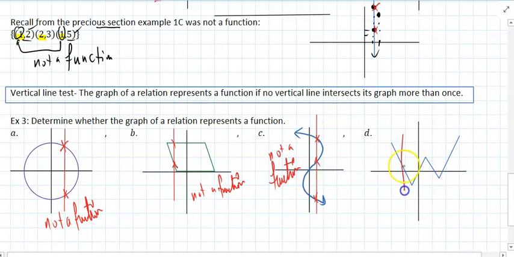And if I look at this line, no matter where I draw a vertical line, it will cross at most once. This is a function. And that's pretty much it for this section.